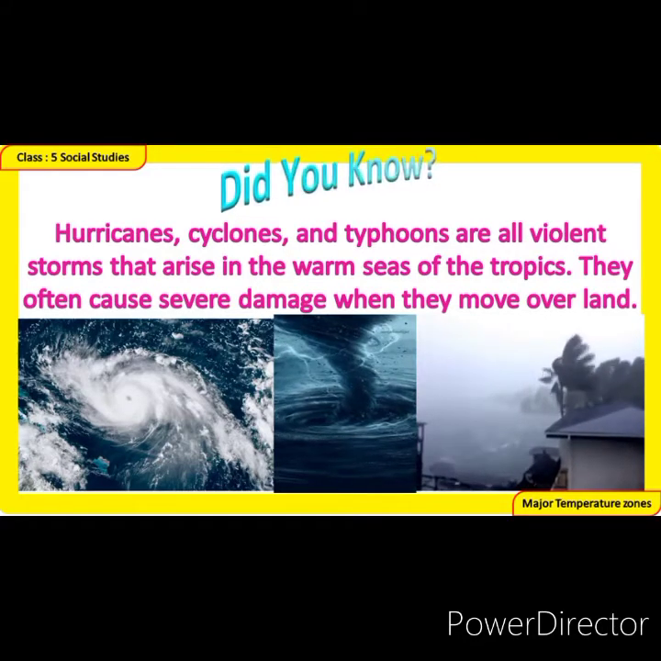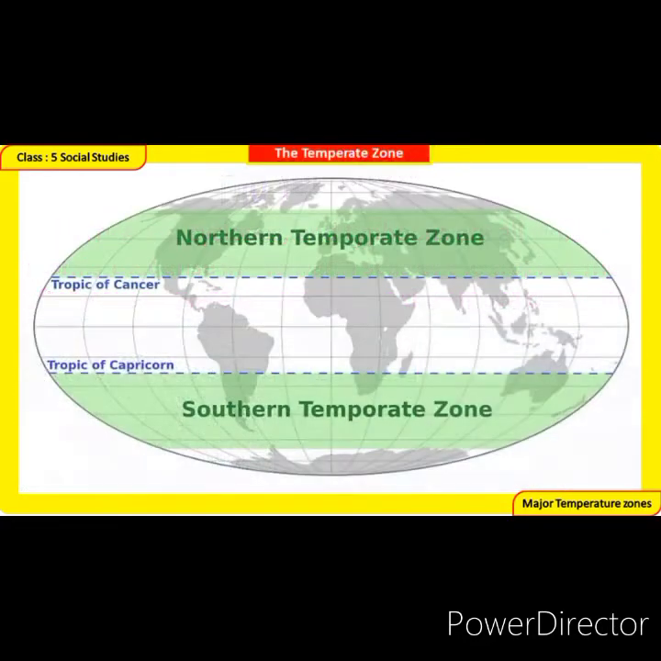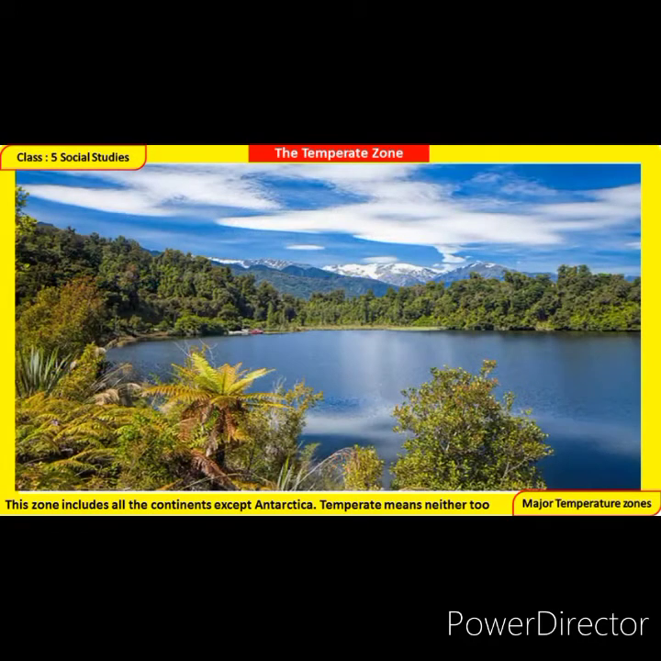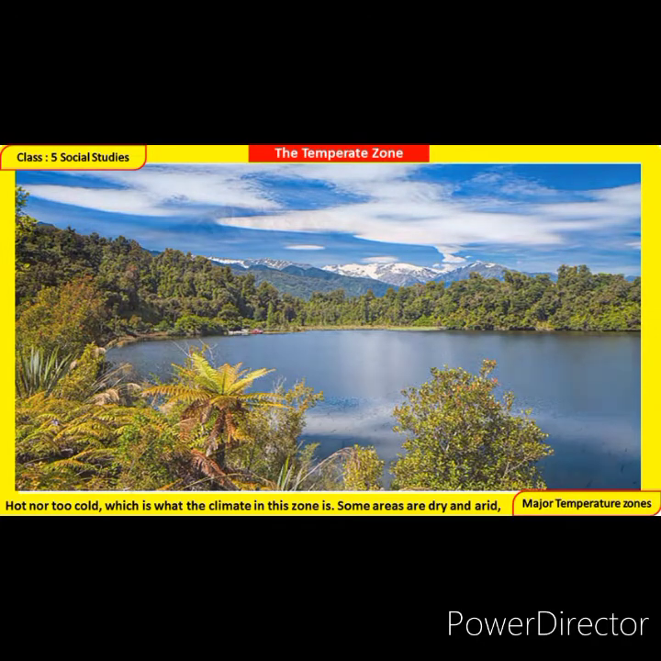Now, you know that children, hurricanes, cyclones, and typhoons are all violent storms that arise in the warm seas of the tropics. They often cause severe damage when they move over the land. It is a very damaging thing which is brought to the area.